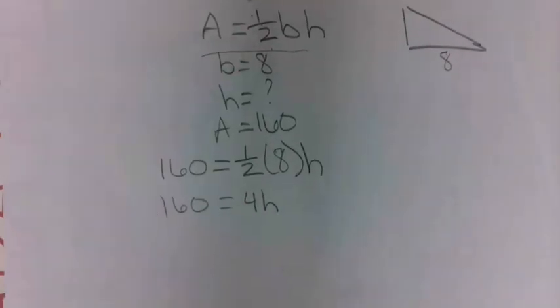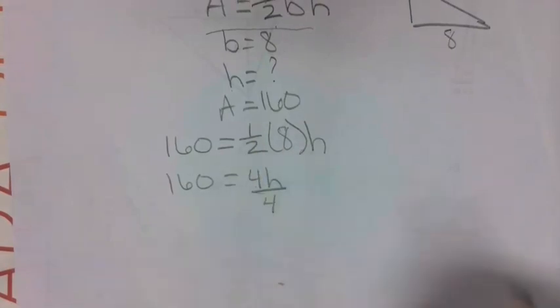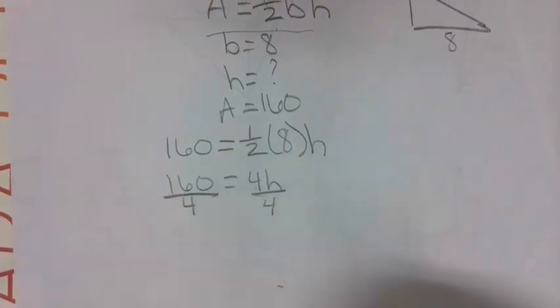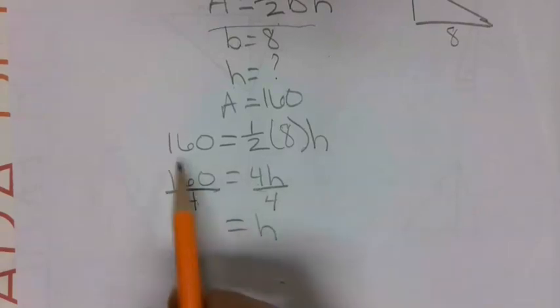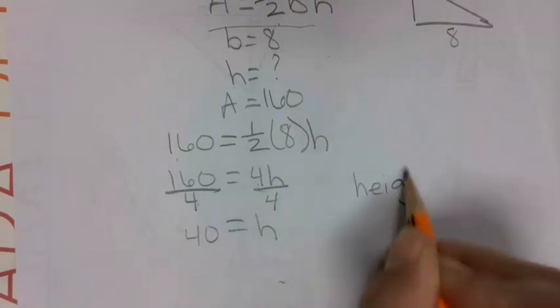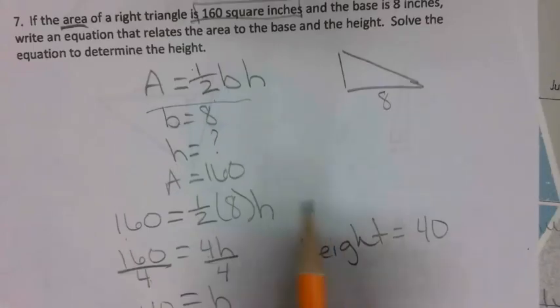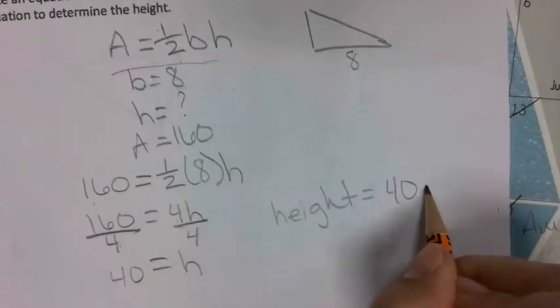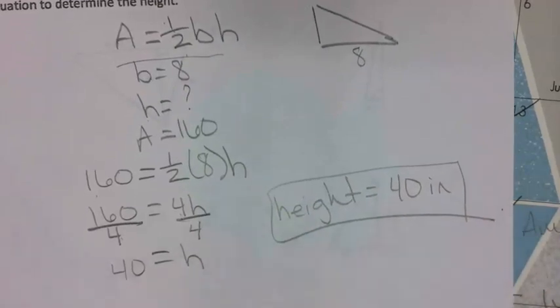And then isolate my variable. Take the inverse operation. Well, I'm multiplying 4, so I'm going to divide by 4. I want to keep it balanced. Divide the other side by 4. Leaves me just with h on one side and then 40. So my height is 40 what? What did it say it was? Inches. 40 inches. And there is my answer.